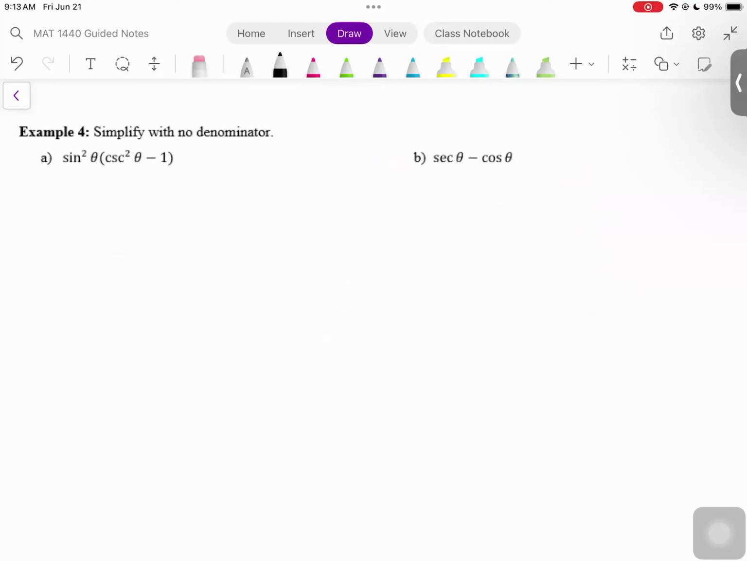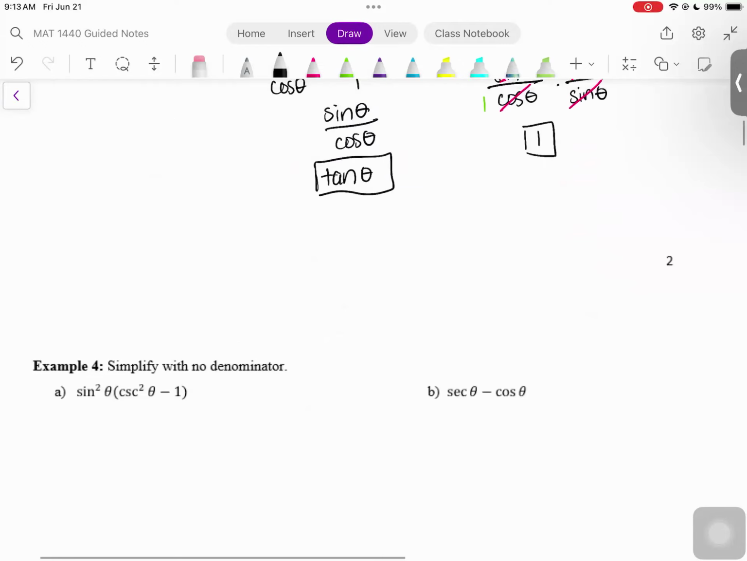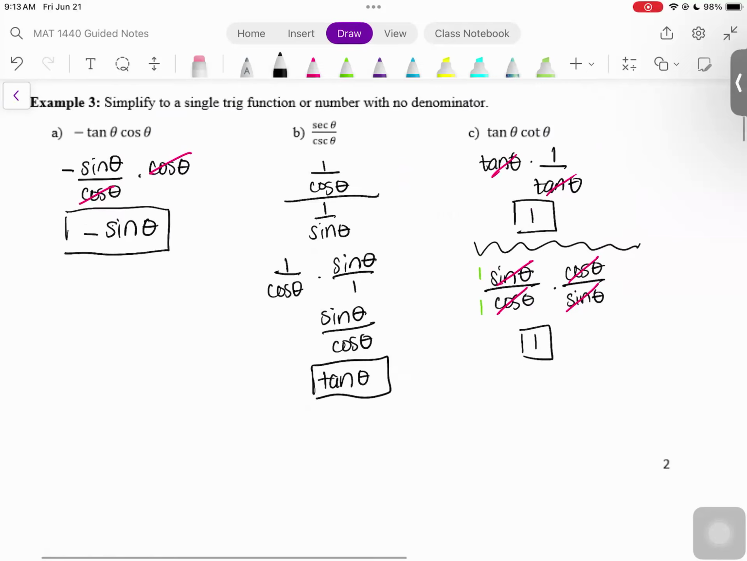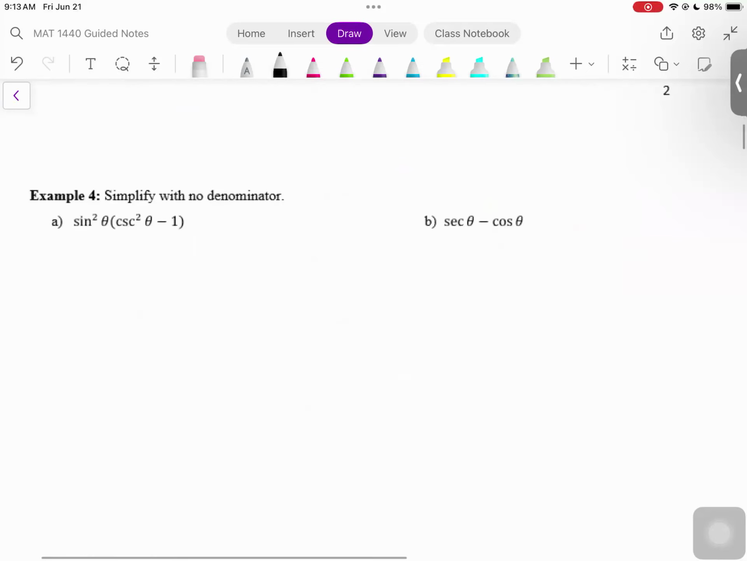Simplify the following with no denominator. So just a quick observation of the difference in the directions from example 3 to example 4. Example 3, we wanted to simplify to a single trig function or a number with no denominator. Number 4, we're generalizing those directions a little bit more. So we're just simplifying. We want to make sure there's no denominator. That doesn't mean that we'll end up with just one trig function, but we will make sure that we won't have a denominator.